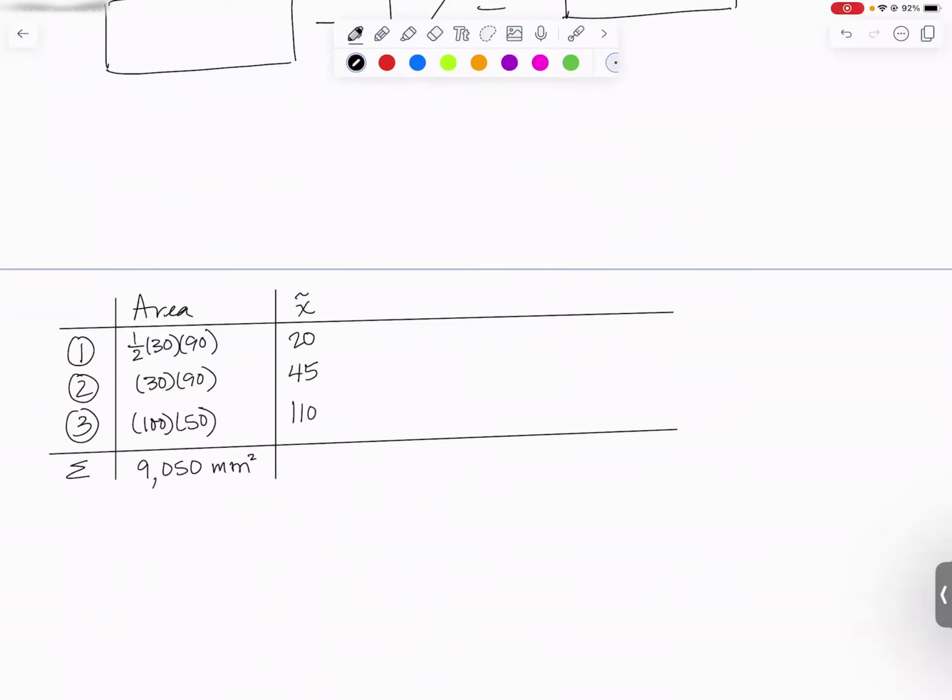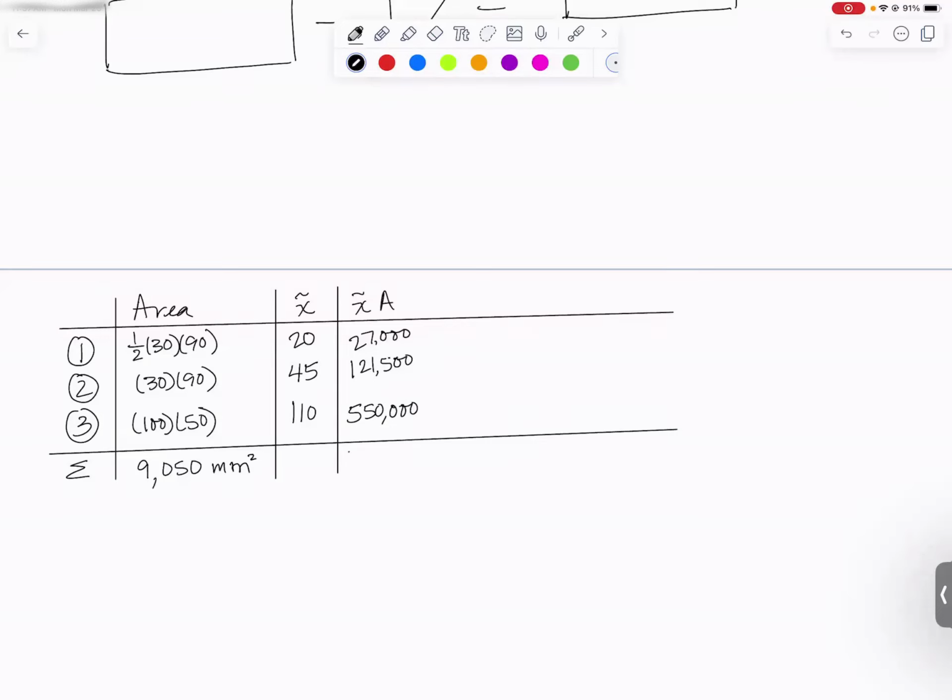I don't need to add those up yet. What I would then do is multiply the X tildes times the area. Those come out to be 27,000, 121,500, and this third one comes out to be 550,000. These are all big because we're talking millimeters. We had millimeters squared times another millimeter, so there's a millimeter cubed.